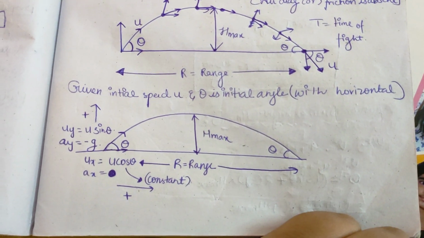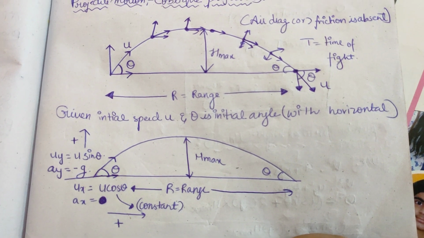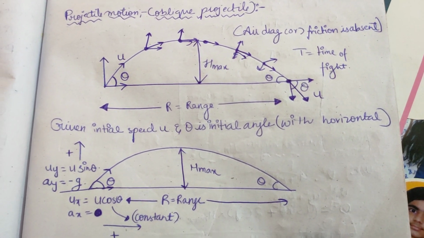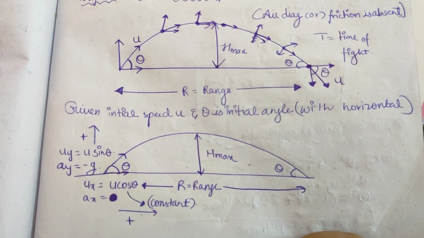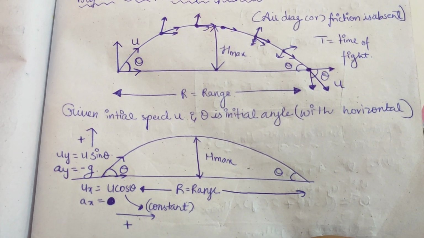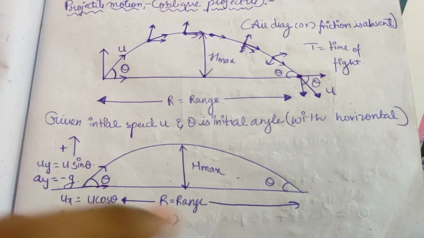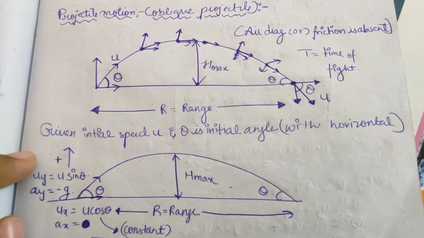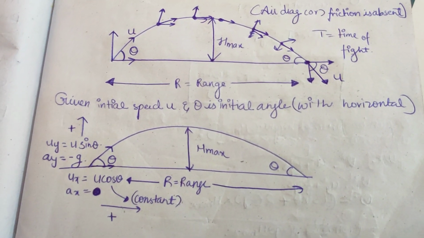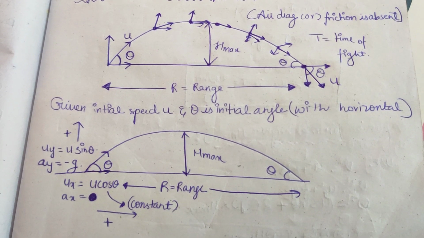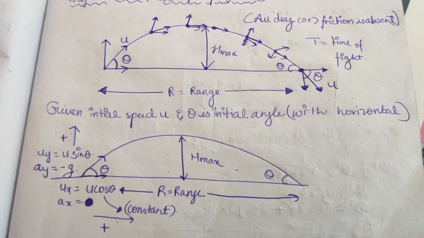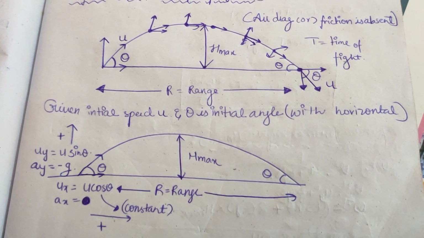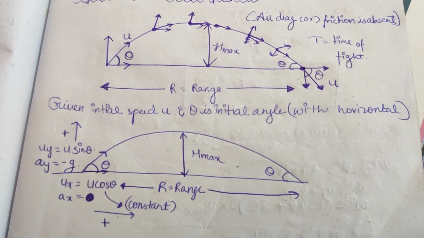Now given initial speed u and theta is the initial angle with the horizontal, so uy equal to u sin theta and ay equal to minus g, because we took upside as positive. Then here ux equal to u cos theta and ax equal to 0, and here u cos theta is constant.